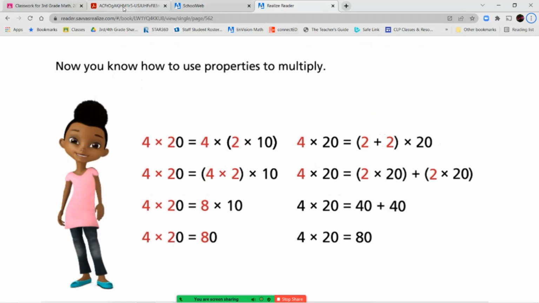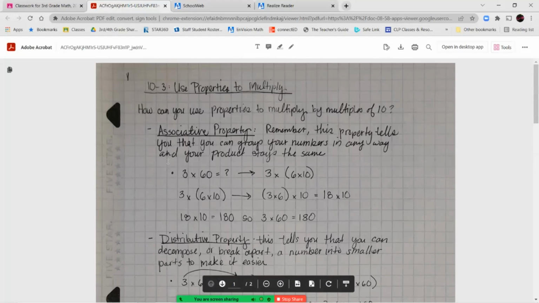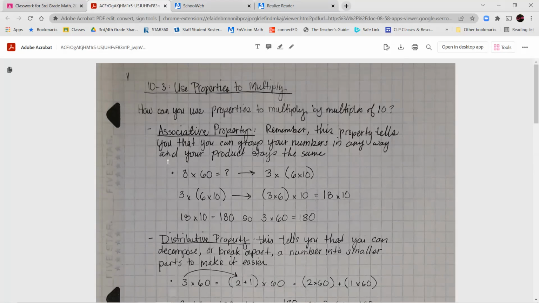Okay, let's go ahead and get into our notes and our guided practice for this lesson. Now, our notes for 10-3 use properties to multiply. Our question that we're focusing on is how can you use properties to multiply by multiples of 10? Now, for the associative property, like we said, remember that this property tells you that you can group your numbers in any way and your product stays the same.